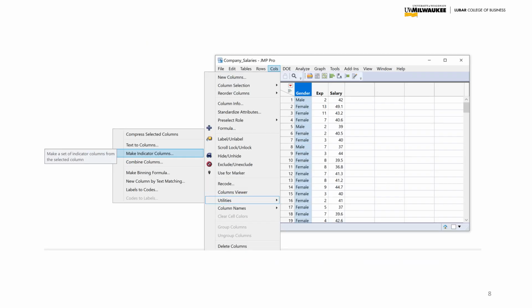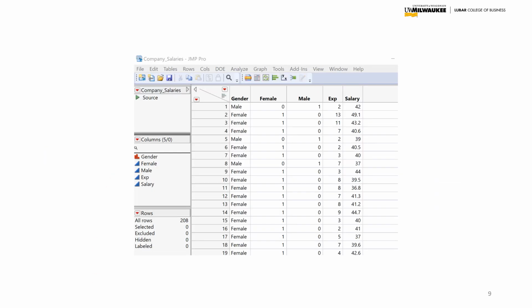You can actually make the indicator variables without the add-in, and the way to do that is to highlight, in this case, the gender column, and then go to columns, pull down. From there, go to utilities, and then make indicator columns. After doing that, you will see that this approach also creates two columns, which are the dummy variables for female and male, the same values as we had earlier. Either way works.